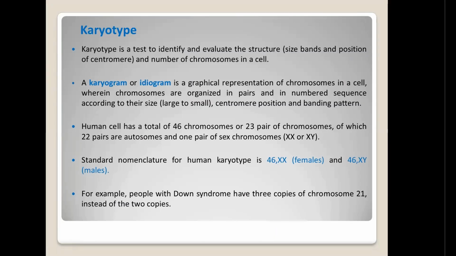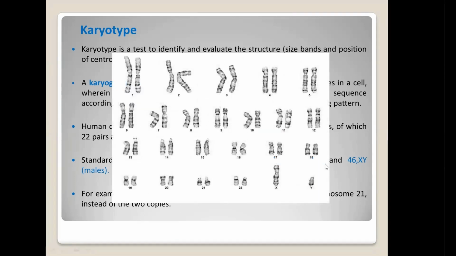Karyotype is a test to identify the chromosomes and evaluate their structure and number and make a karyogram. Now the question comes, what is a karyogram? A karyogram is nothing but a graphical representation of chromosomes in a cell, wherein chromosomes are organized in pairs and numbered in sequence according to their size, that is from larger to small, and the position of the centromere. This is a human karyogram.